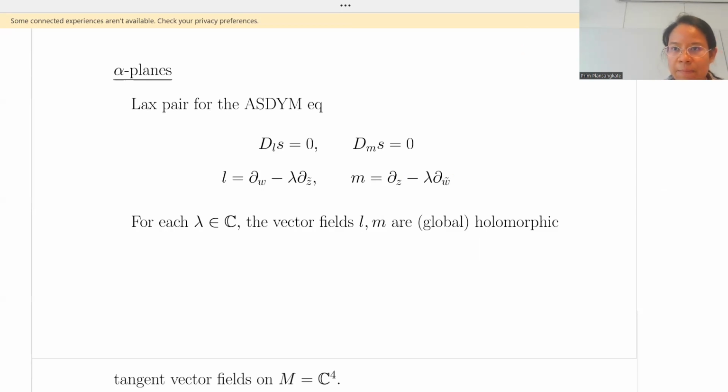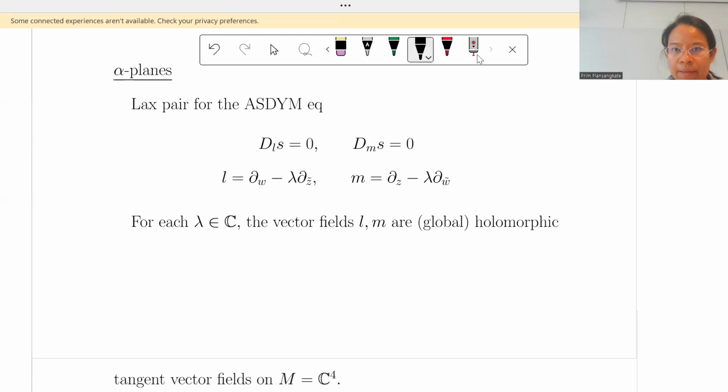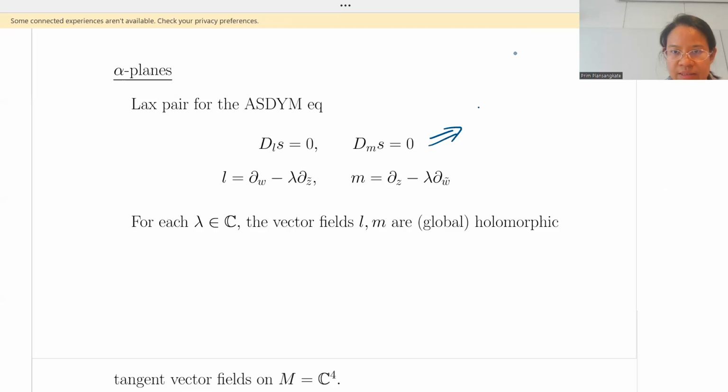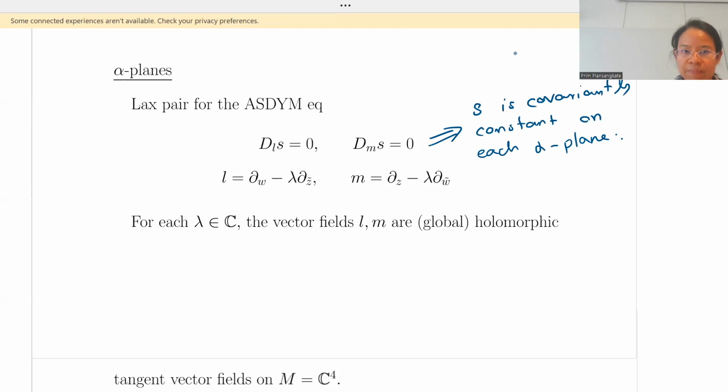Now this condition means that F is covariantly constant on each alpha plane, which is a particular two plane in the manifold C4. Let me just write, alpha plane is a totally null plane. Maybe I just point it out here.